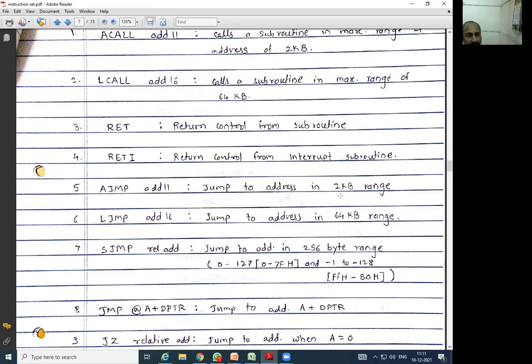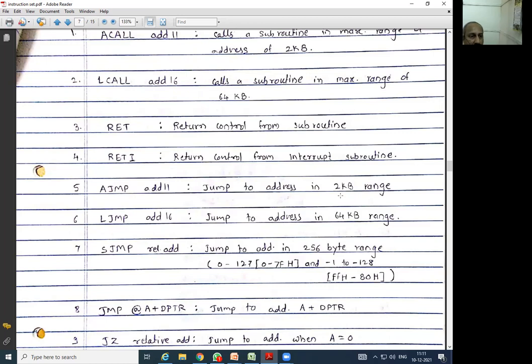If the address is more than what 11 bits can hold, the next instruction is LJMP, the long jump. The syntax for long jump is LJMP followed by a 16-bit address. What is it doing? In a similar way, it jumps to an address within a 64 KB range.